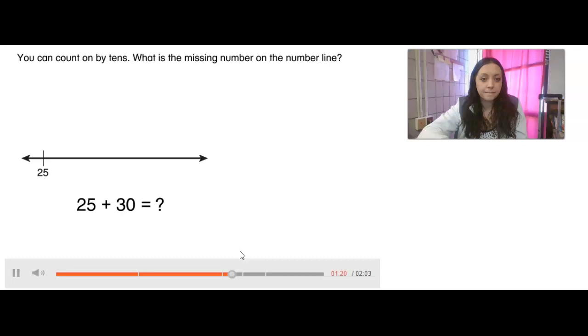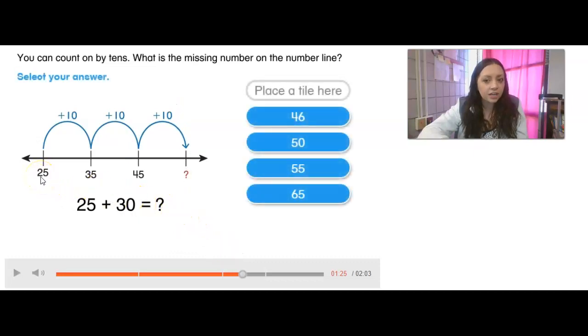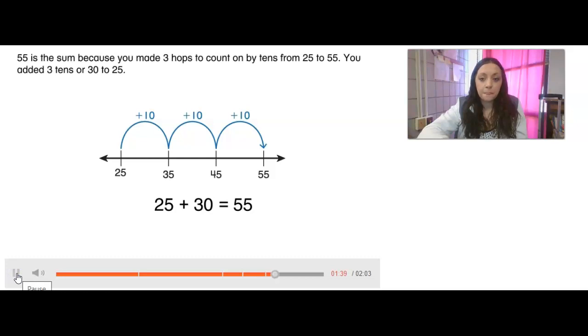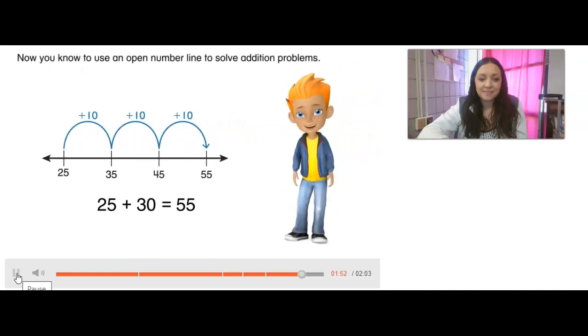You can count on by tens. What is the missing number on the number line? Let's look at the pattern. 25, 35, 45. The next one would be 55. It'd be 5 tens and 5 ones. 25 plus 30 equals 55. How do you know that 55 is the sum? Now remember, because I went by tens, I said 10, 20, 30 to get to that 55. 55 is the sum because you made 3 hops to count on by tens from 25 to 55. You added 3 tens, or 30, to 25. Now you know how to use an open number line to solve addition problems.